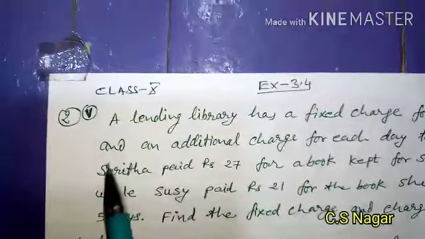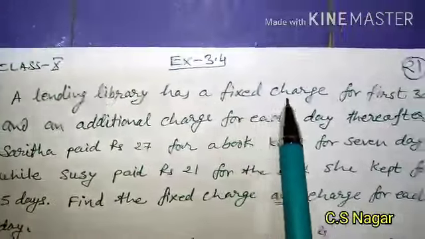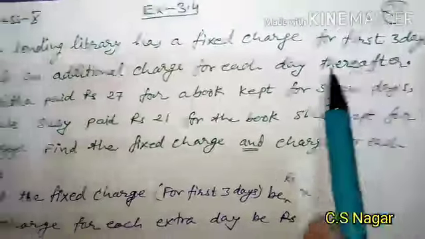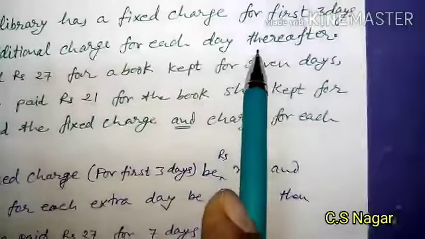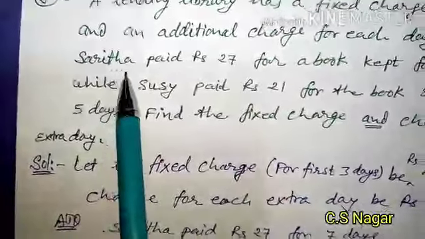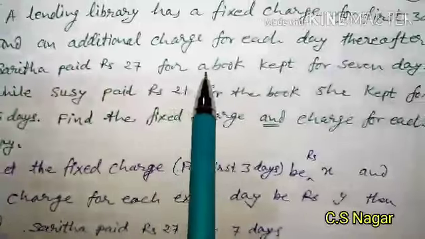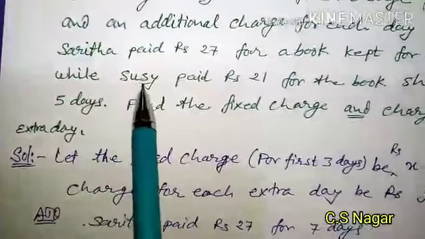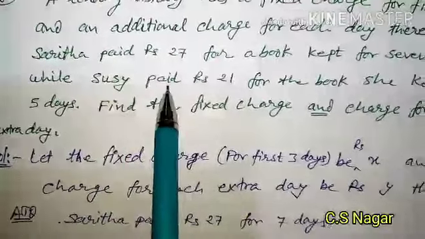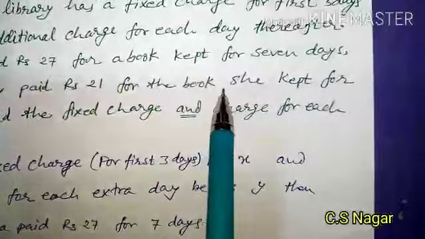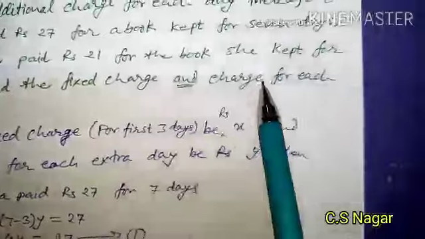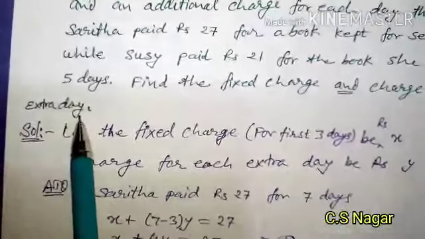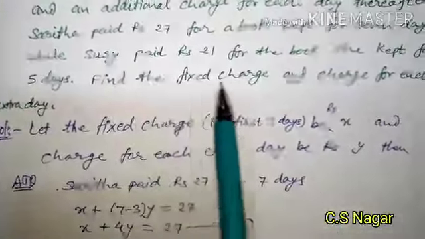The last question is: a lending library has a fixed charge for the first 3 days and an additional charge for each day thereafter. Sarita paid rupees 27 for a book kept for 7 days, while Susi paid rupees 21 for the book she kept for 5 days. Find the fixed charge and the charge for each extra day. So we will start from this line.